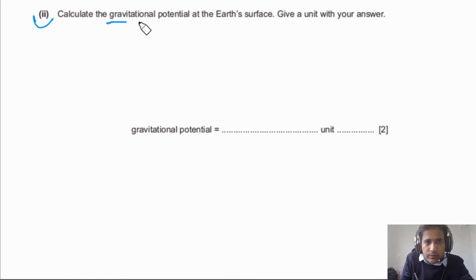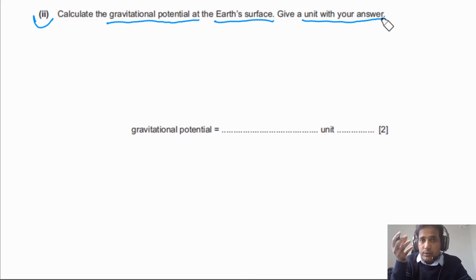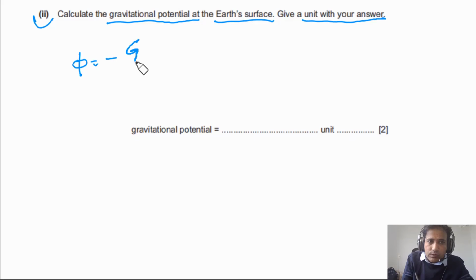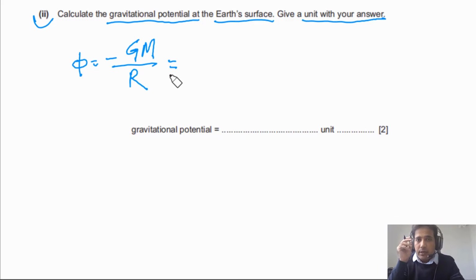Second part says calculate the gravitational potential at the Earth's surface, give a unit with your answer. So we need to calculate the value of gravitational potential. So how do we calculate gravitational potential? First of all, you need to understand how to calculate. This is equal to negative GM divided by r. So it is negative. Gravitational potential due to any planet is always negative.